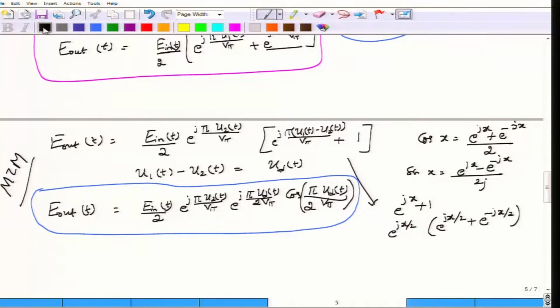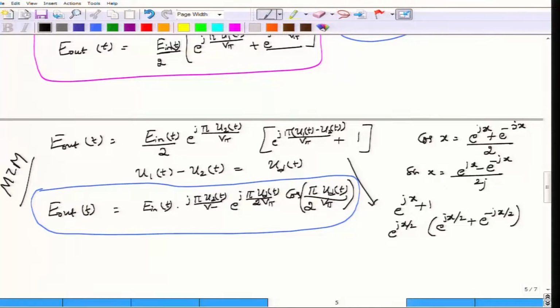Now, if you look at the relationship between input and output, there is no 2 here. So, this 2 actually should be gone, because when I take this term out, I need a 2, because cos x has a 2 in the denominator. So, I already have a 2 here at E in by 2, I will push that 2 into the brackets, to form that term into cos of pi u d of t by 2 v pi. Okay.